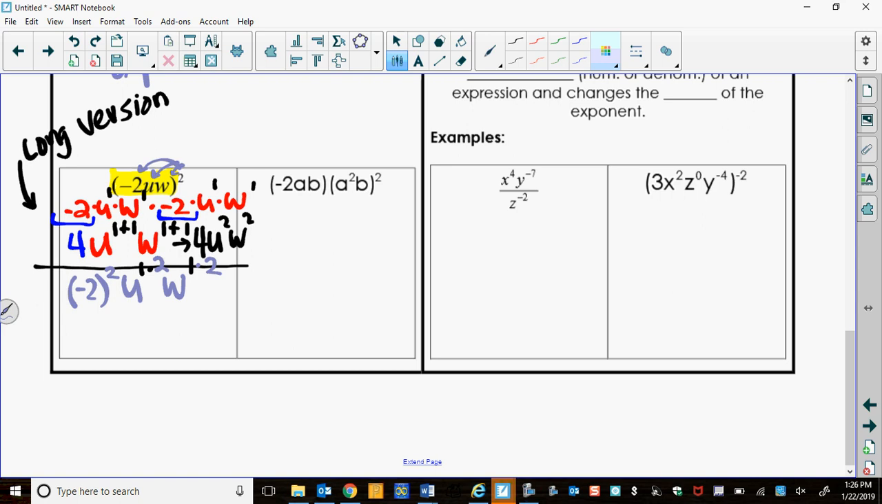So my final answer is (-2)^2, which is 4, u squared times w squared. And there you go. Okay.